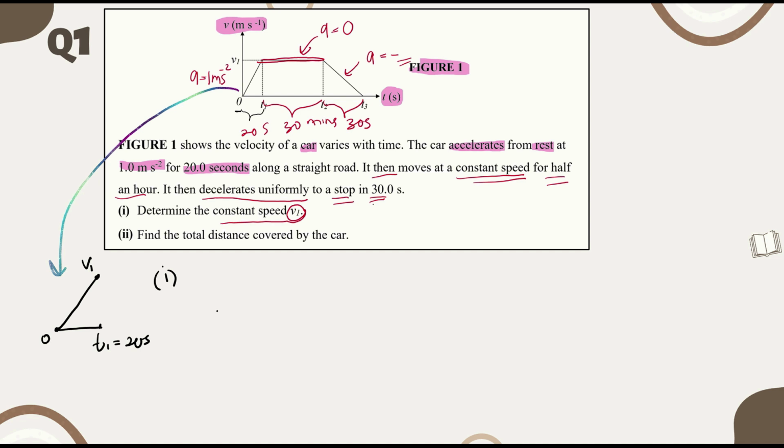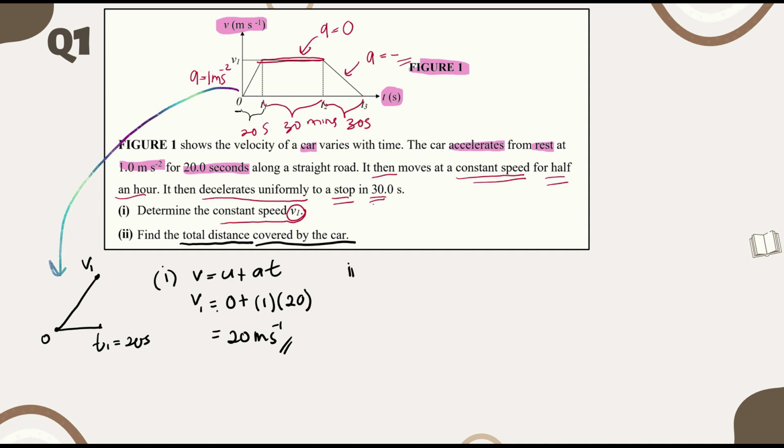we're going to apply the equation v = u + at. In this case, v is v1, u is 0 because it starts from rest, a is mentioned in the question, 1 meter per second squared, and t is 20 seconds. Then finally you'll have 20 meter per second. That's the velocity v1.